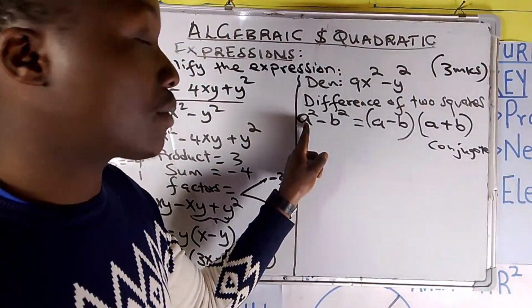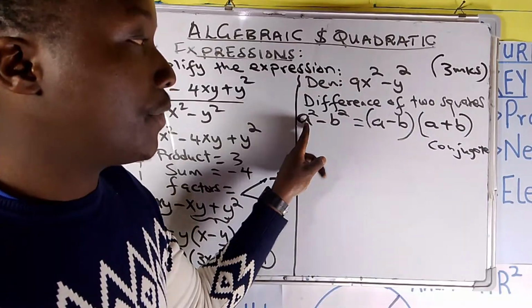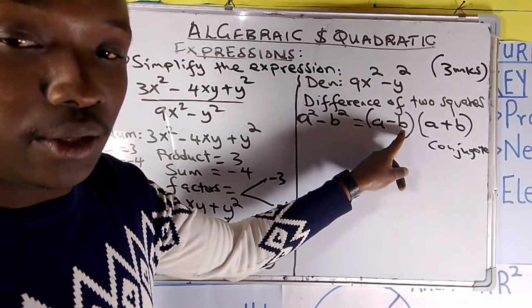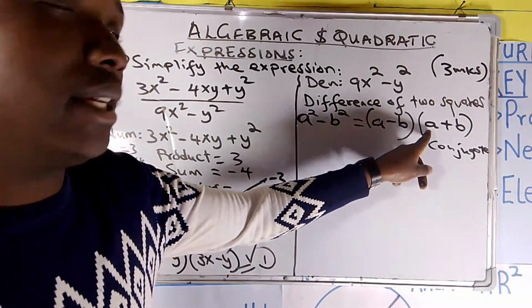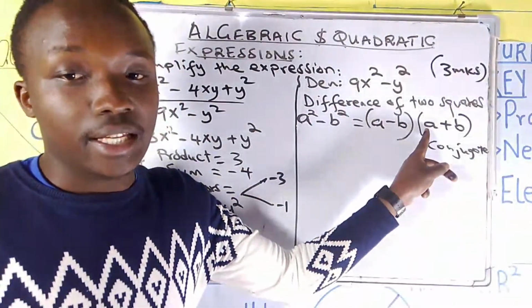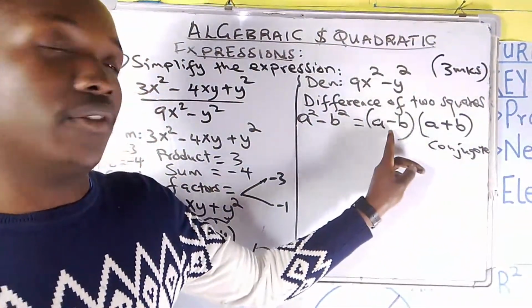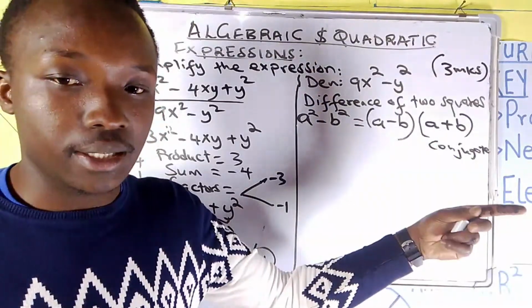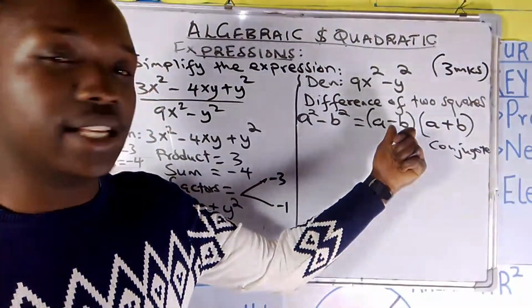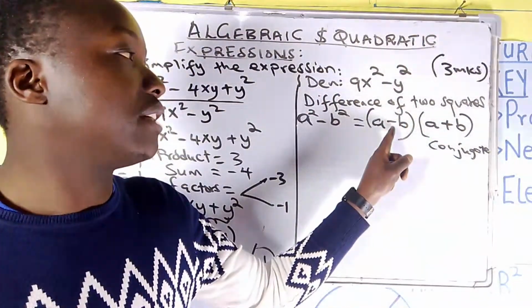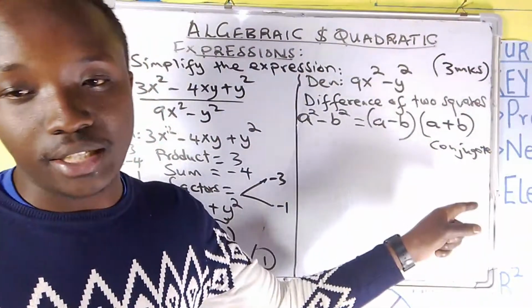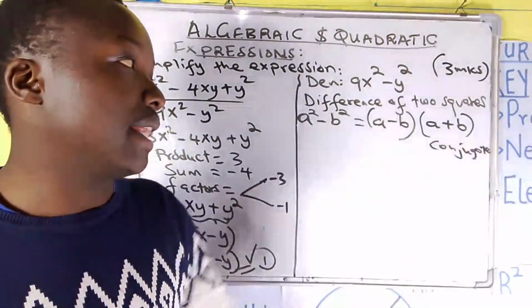We have determined the square root of these perfect squares. We've written it as we factorize. Then the next bracket that completes the expression is the conjugate of the first one. Conjugate means the opposite. For example, if this sign is negative, the conjugate of a negative sign is positive. So that is why we changed the sign there.